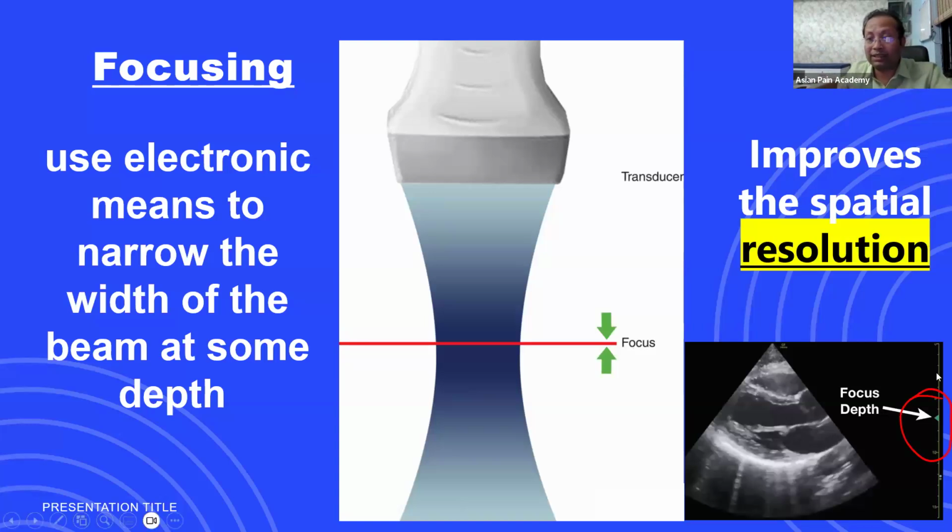See this symbol, I can make it go down, make it go up. So the depth at which I want it should come. It is an electronic means to narrow the width of the ultrasound beam. That part will become much clearer. We can see that thing much clearer.